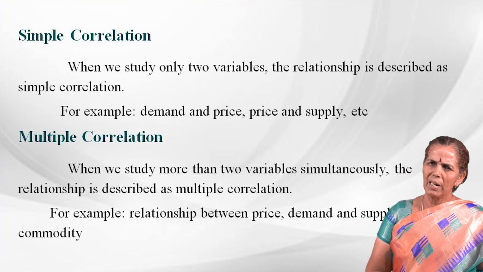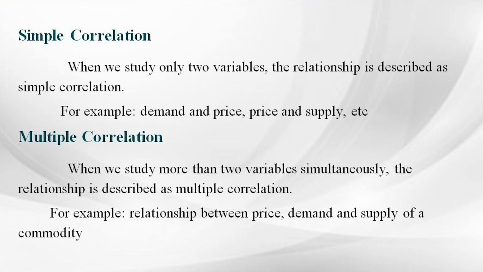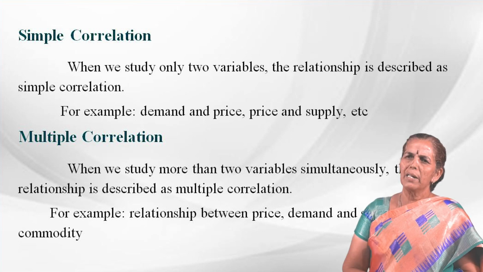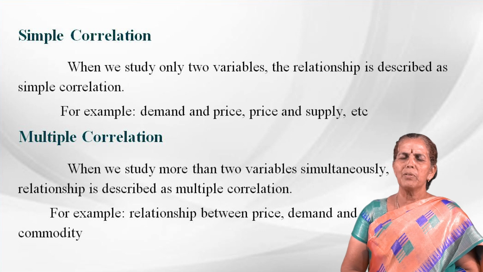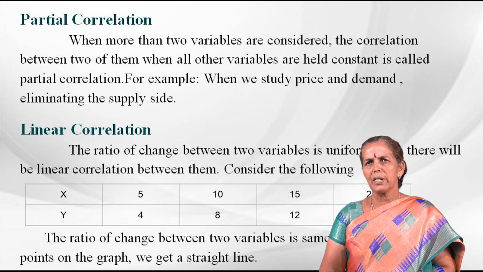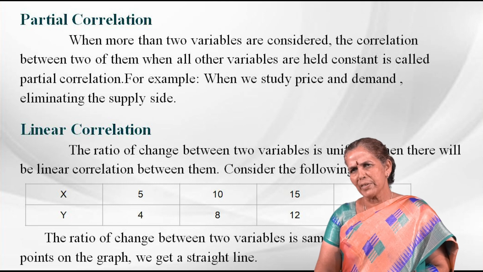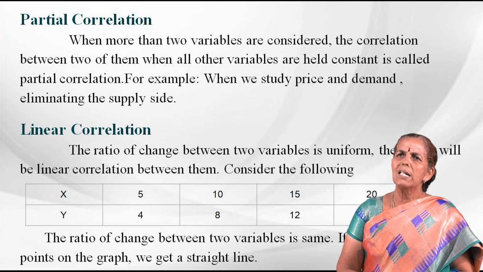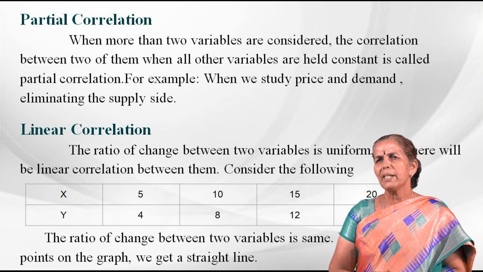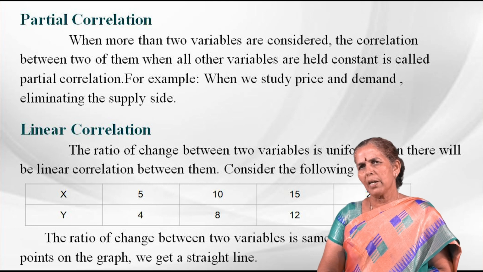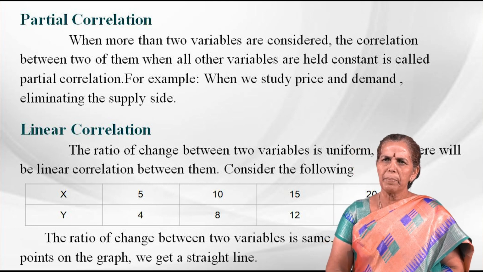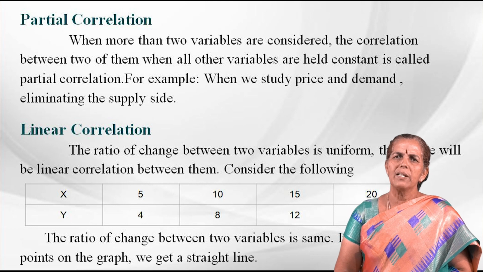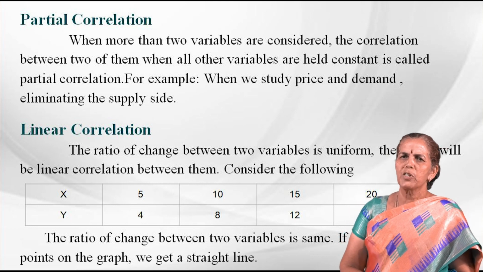Multiple correlation. When we study more than two variables simultaneously, the relationship is described as multiple correlation. For example, the relationship between price, demand and supply of a commodity. This is an example for multiple correlation. Next, partial correlation. When more than two variables are considered, the correlation between two of them when all other variables are held constant, that means we are assuming that there is no change, is called partial correlation. For example, when we study price and demand eliminating the change in the supply side, that is called partial correlation.